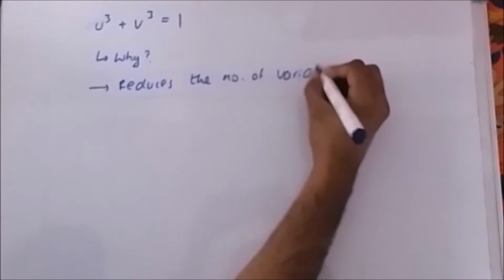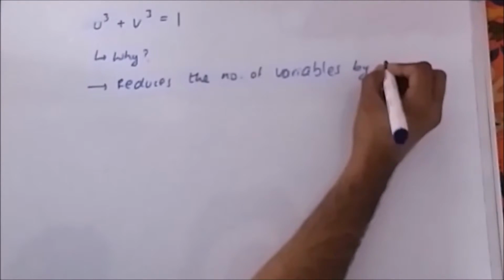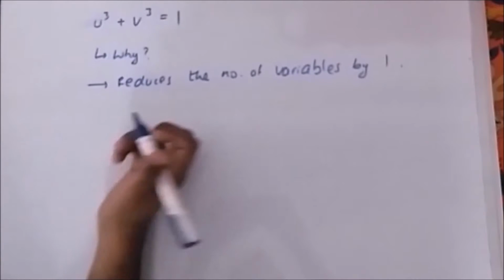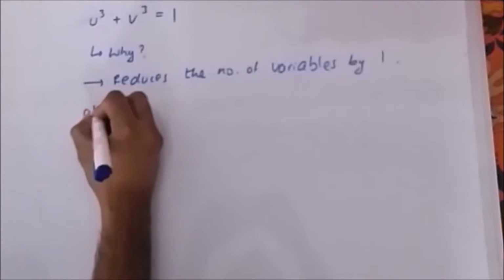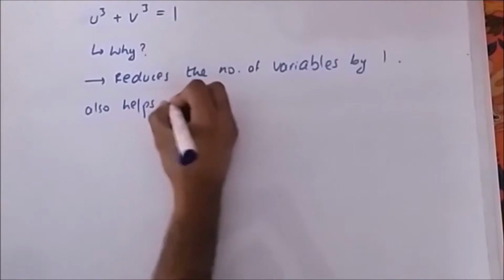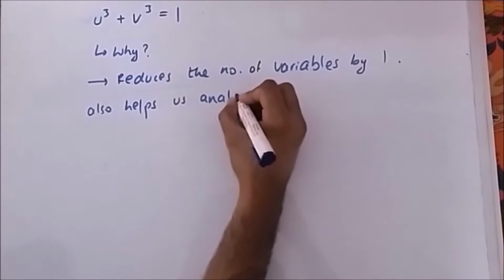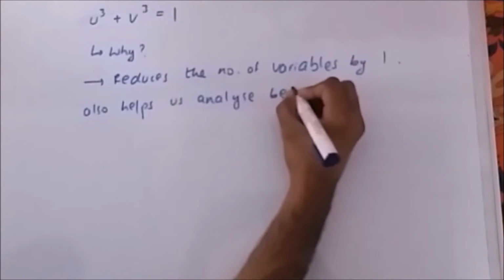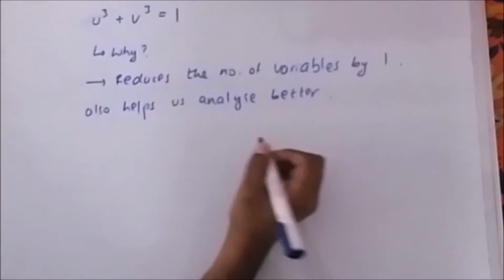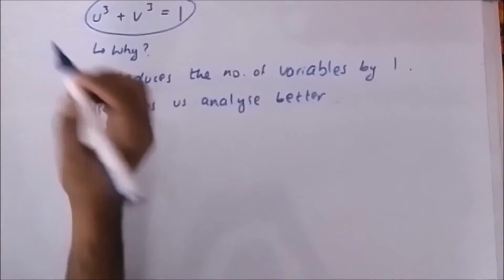Okay, so the answer is this. First of all, it reduces the number of variables by 1. There you had x, y, z. Now you have u and v alone. Also, it helps us to analyze the situation in a better way. Now we'll see how this helps. But first, these are the two motivations behind writing this equation in this way.